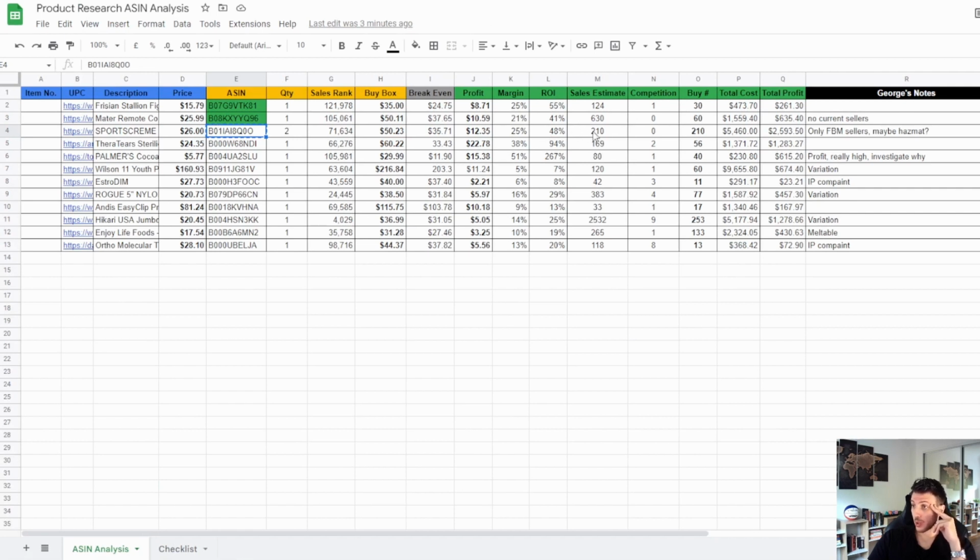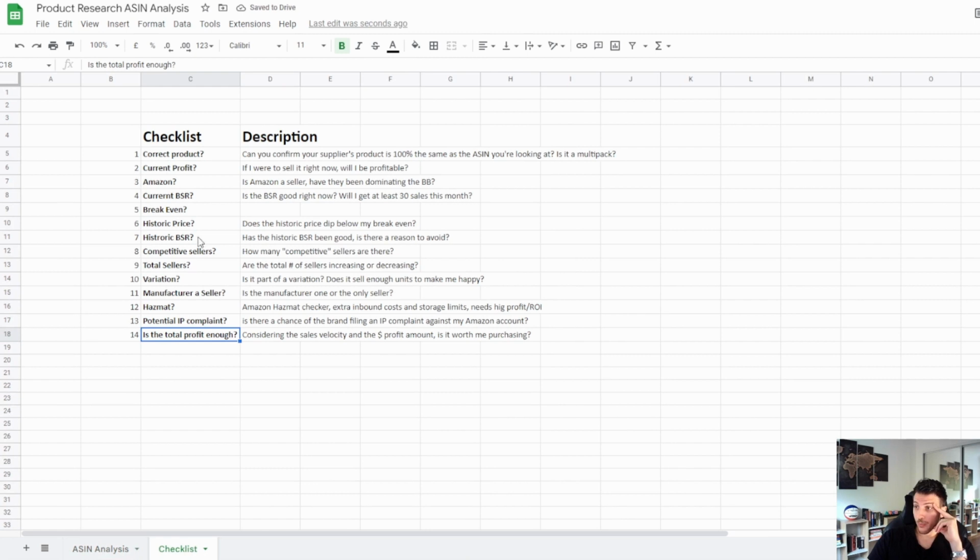The sales estimate is 210 units, but I would definitely not buy any more than 30 the first time around. If it goes well, I would increase the quantity I buy. So I wouldn't buy any more than 30, but let's continue looking at the checklist and see how we go.